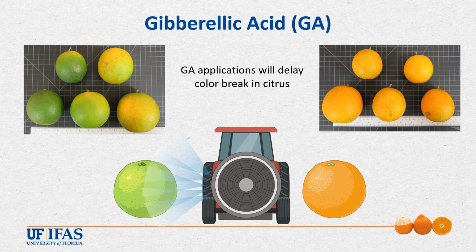GA applications have been historically used in citrus to delay peel senescence and extend the harvest window, since GA-treated fruit retain their green color and continue to photosynthesize. Applications of GA combined with 2,4-D at color break have been shown to be effective in reducing pre-harvest fruit drop in multiple varieties, including Valencia, Hamlin, Navel, and Clementine Mandarin.